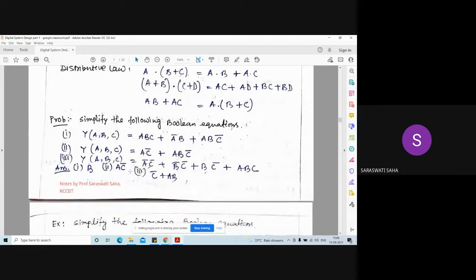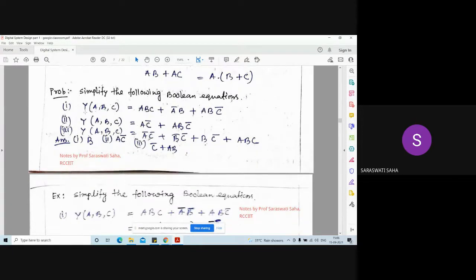Now, here some Boolean equations are given for simplification. Now, what is Y within bracket A, B, C? Each digital system has an output. Consider this is the output terminal Y. And from here, you can guess how many input terminals are there in the system. In the circuit, there are three input variables. So Y, that is the output, is a function of A, B, C. And the output equals ABC plus A bar B plus ABC bar.